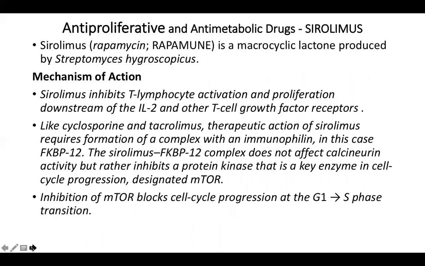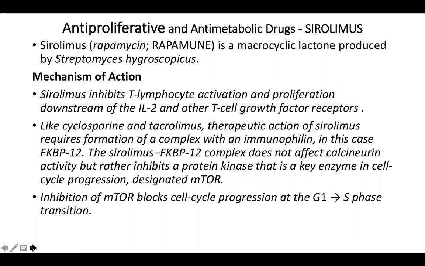Okay, let's go to the next drug. Anti-proliferative and anti-metabolic agent. Sirolimus is again a macrocyclic lactone produced by a microorganism. This sirolimus inhibits T lymphocyte activation and proliferation downstream of IL-2 and T cell growth factor receptors.